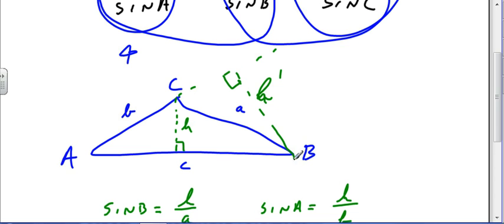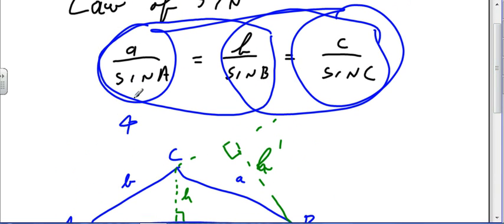But in any event, the thing to take from it is that if I have three of the four of A, B, then I can solve for the other part of the equation. Before this point, we were stuck solving right triangles all the time. Now, with the law of sines, we can solve triangles that aren't right triangles.